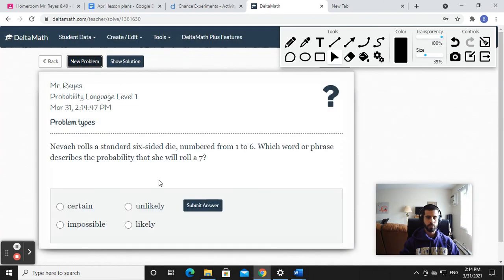See if we can do another one really quick. A 6-sided die. What's the probability they will roll a 7? Well, it only goes up to 6, so no way. That's impossible.